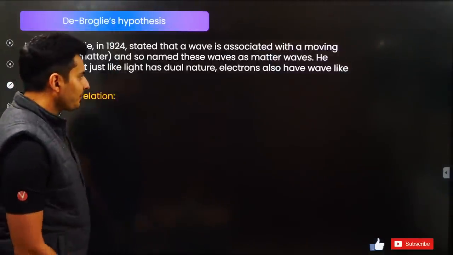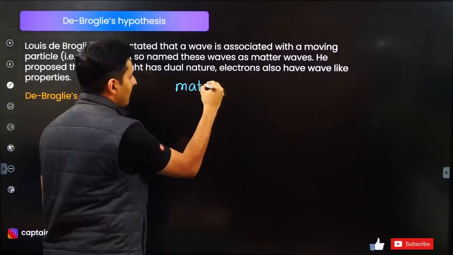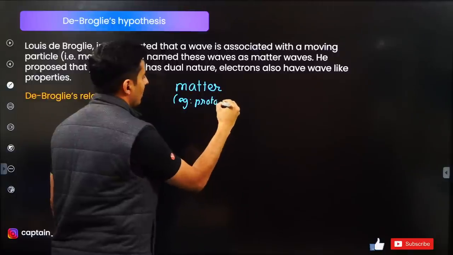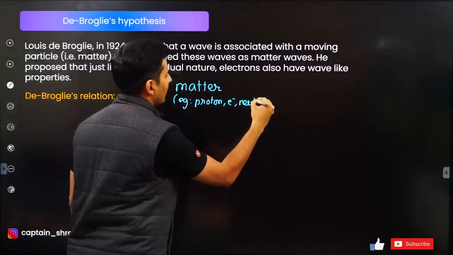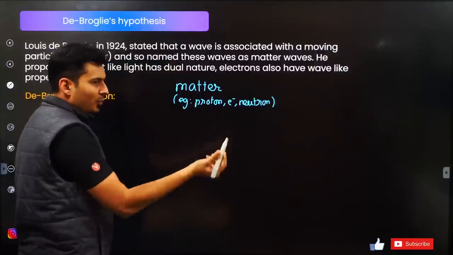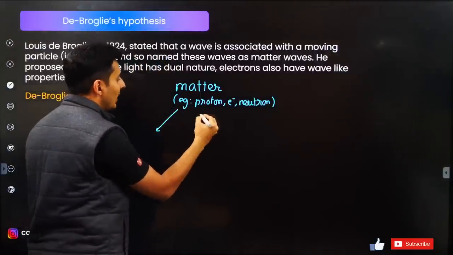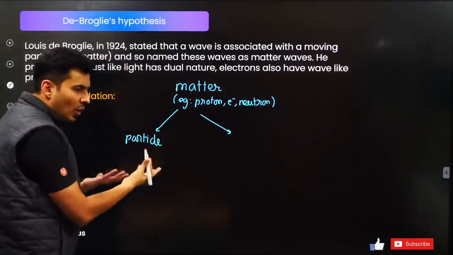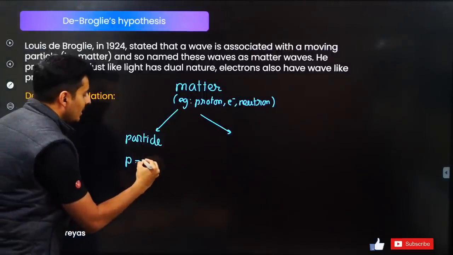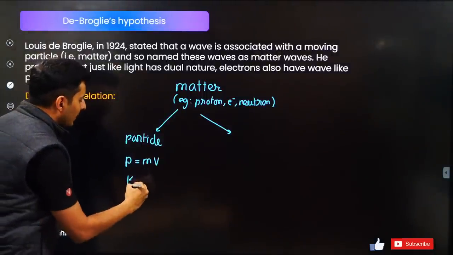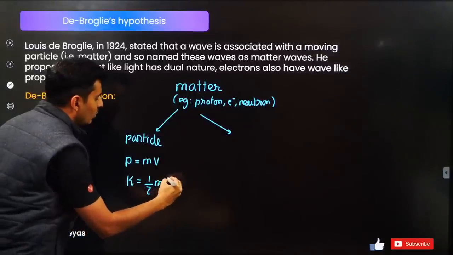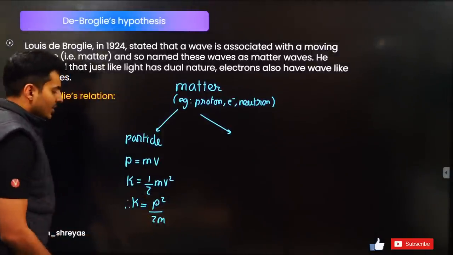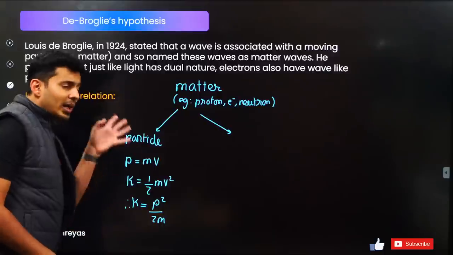So let's talk about this. When we have matter, for example proton, electron, neutron, etc., these are particles of matter. They show dual behavior. They have particle-like behavior, which we already know: momentum is mass into velocity. Their kinetic energy will be half m v square, which can also be written as p square by 2m. All these are formulas for particle-like behavior.